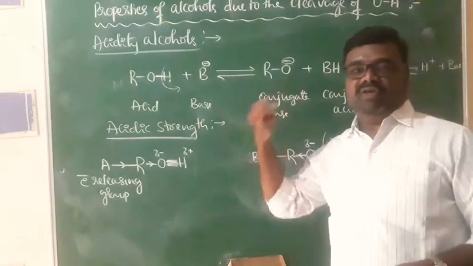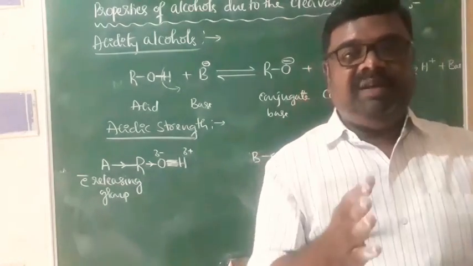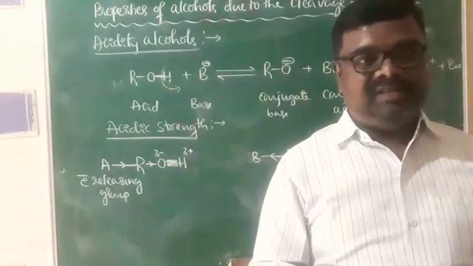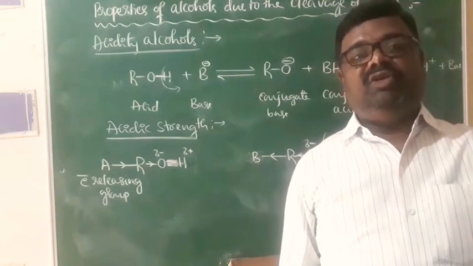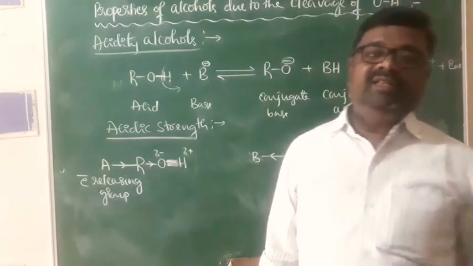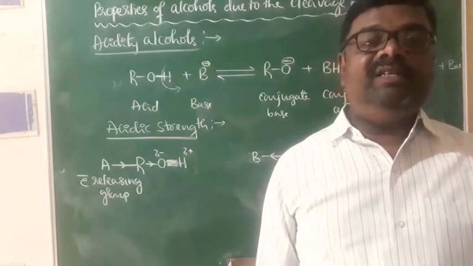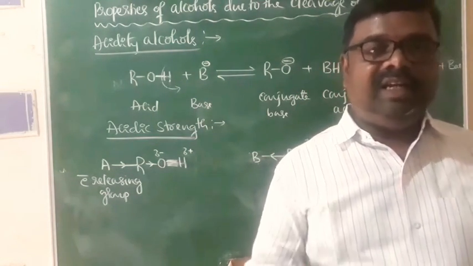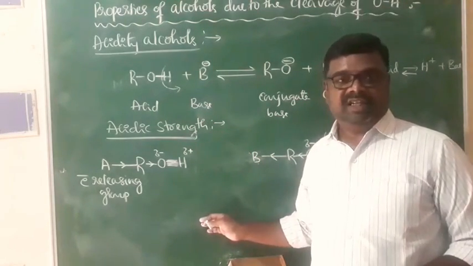When electron withdrawing groups are present, acidic strength of alcohols increases. And it is the same in all the organic acids. Electron releasing groups will decrease the acidic strength of organic acids. Electron withdrawing groups are going to increase acidic strength of organic acids, and that is what we call the different factors affecting the acidic strength of alcohols.